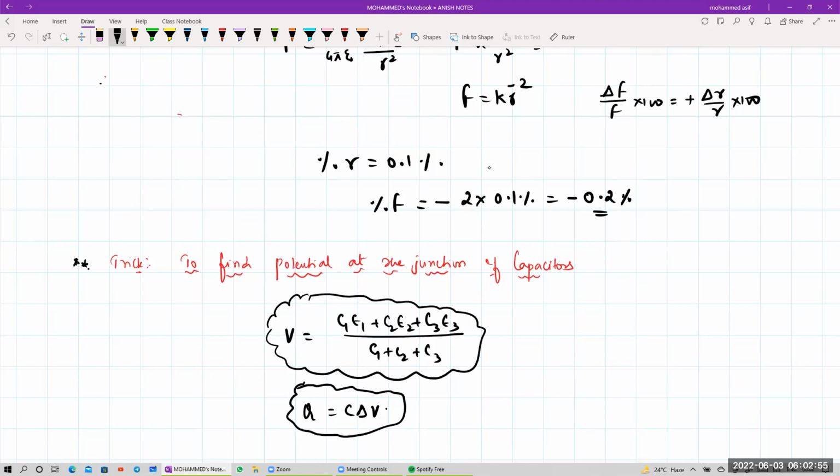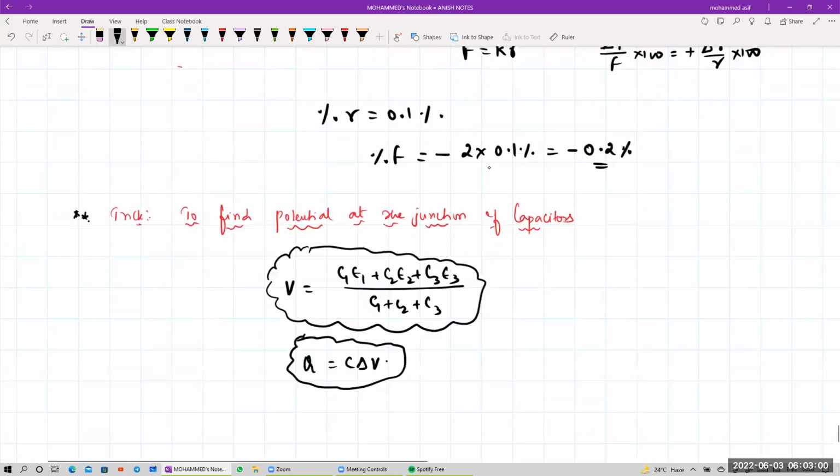The common potential calculation formula is V is equal to C1 E1 plus C2 E2 plus C3 E3 divided by C1 plus C2 plus C3. Clear?